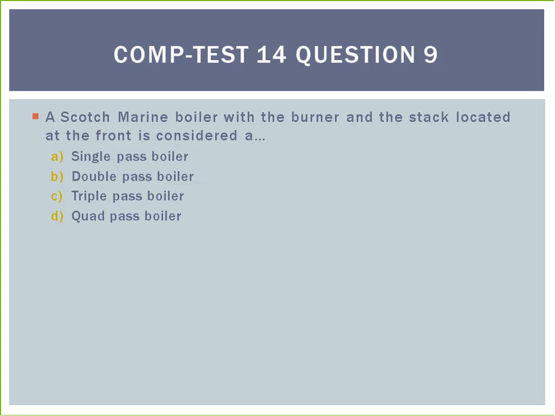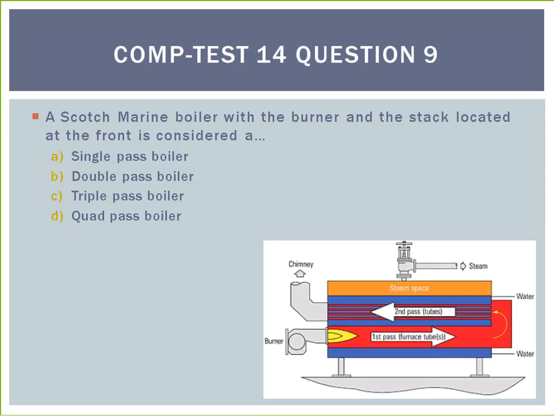Comp Test 14, question number 9. A Scotch Marine boiler with the burner and the stack located at the front is considered A, single pass boiler, B, double pass boiler, C, triple pass boiler, or D, quad pass boiler. Answer B is the best answer here, as indicated by the diagram of a 2-pass boiler on the screen.